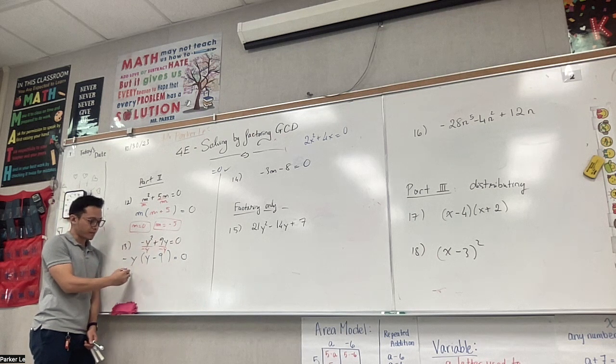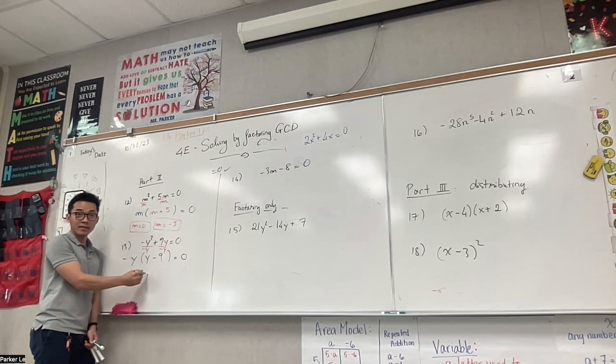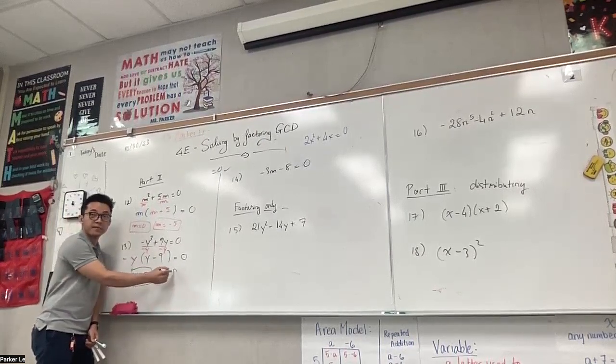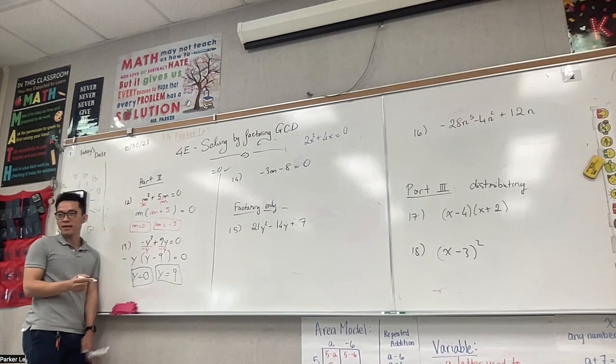Now, what is the answer for this? Y equal to 1. You let each of them go to 0. So it's going to be 0. That's 0. What about this? 9. You can flip the sign. Yeah? Easy? Better?